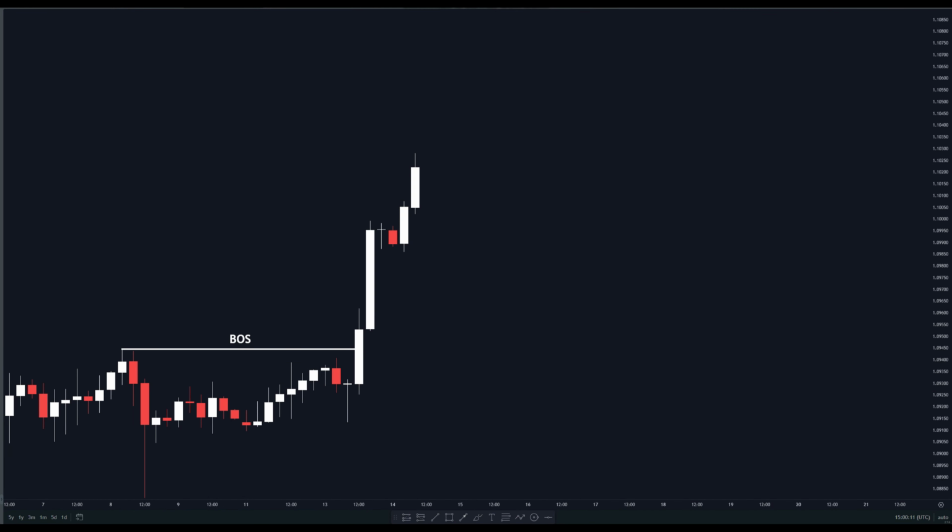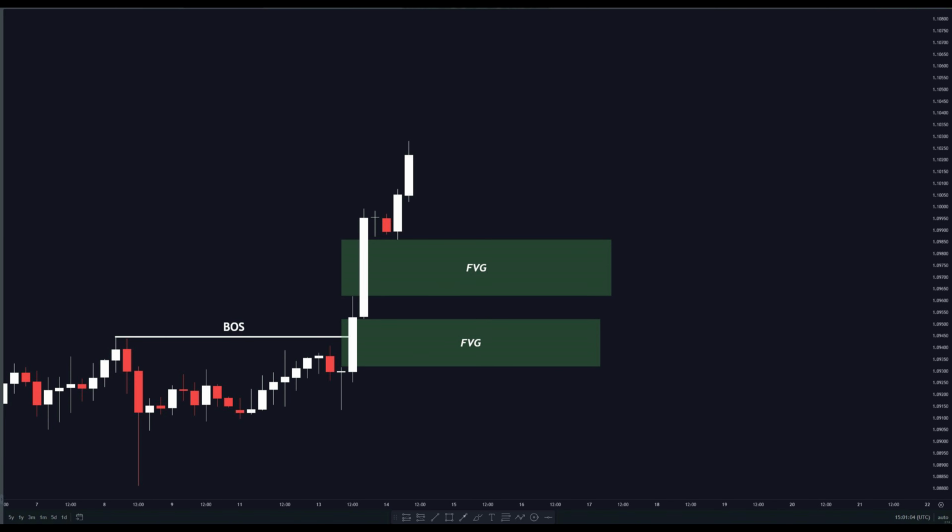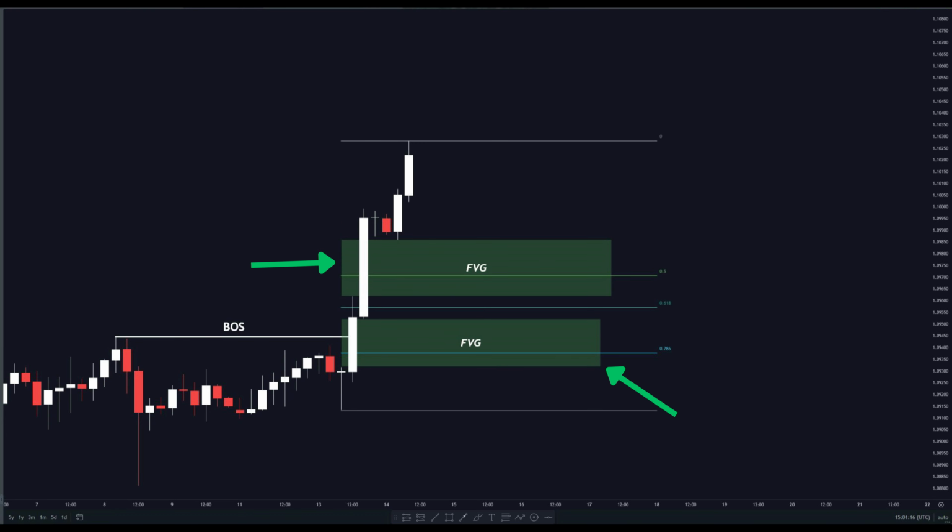Here's an example of discount and premium zone. Look, the market is in a bullish trend, and we have these two fair value gaps. And if we apply the Fibonacci retracement tool here, we can see that this one fair value gap is in the premium zone, and this one is in the discount zone. And remember, the fair value gap situated at the market extreme level holds a higher priority when it comes to trade execution.